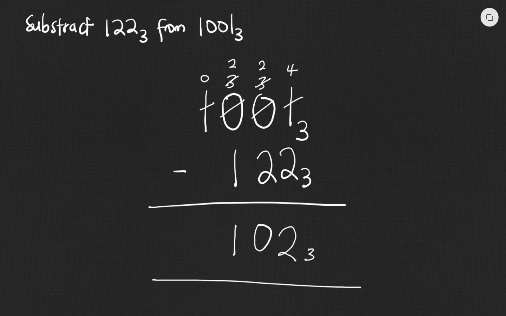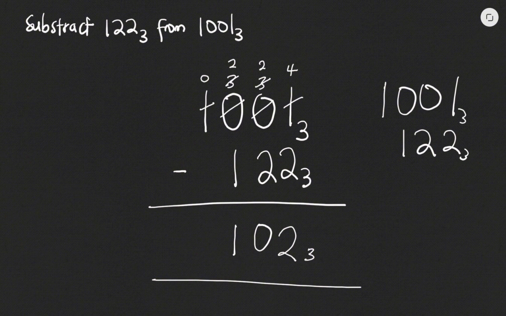Now if you look at it, this is how we did the borrowing. So we had 1001 minus 122, all in base 3. Now we borrowed initially from here, so we are left with 0. And because we are dealing in base 3, whatever we borrowed became 3. So we brought the 3 over here plus the 0 over here, it becomes 3. So that's the 3 we have here.